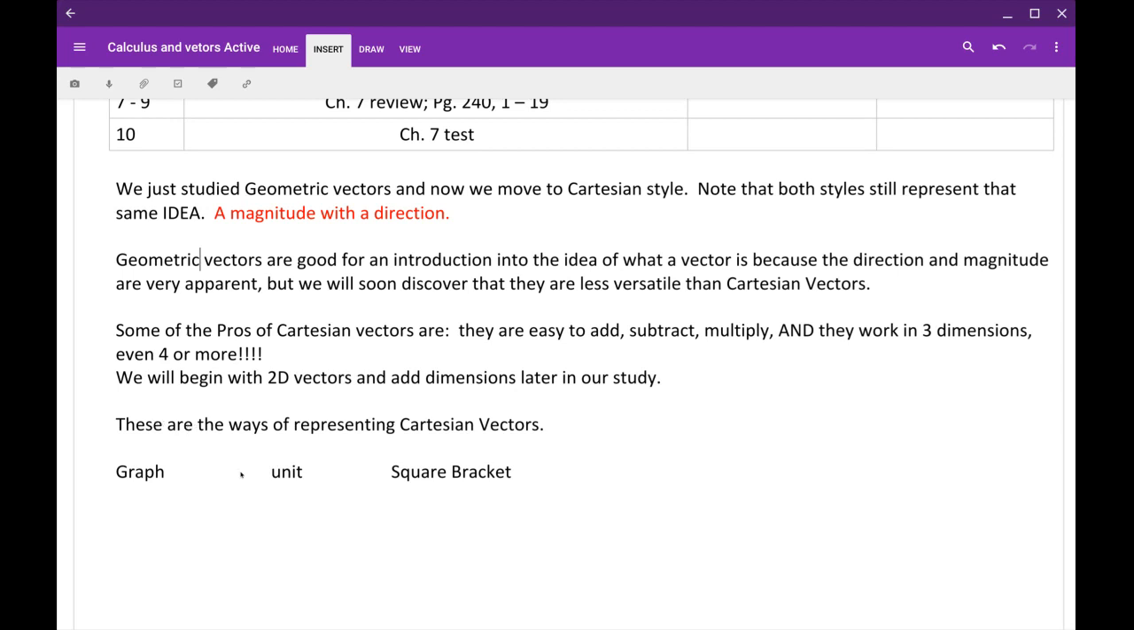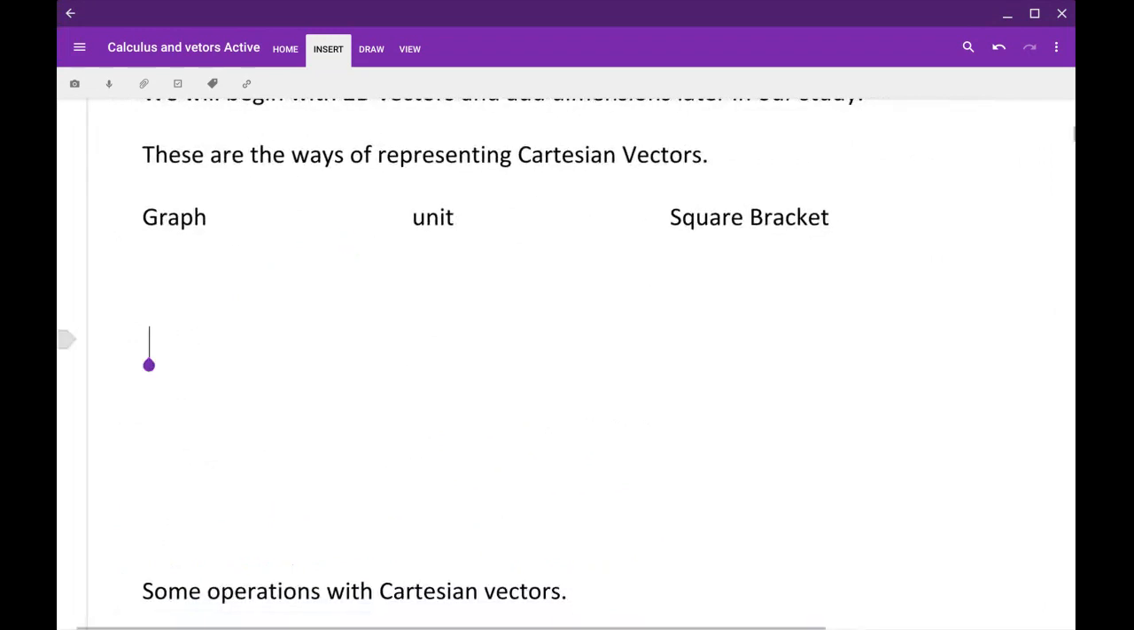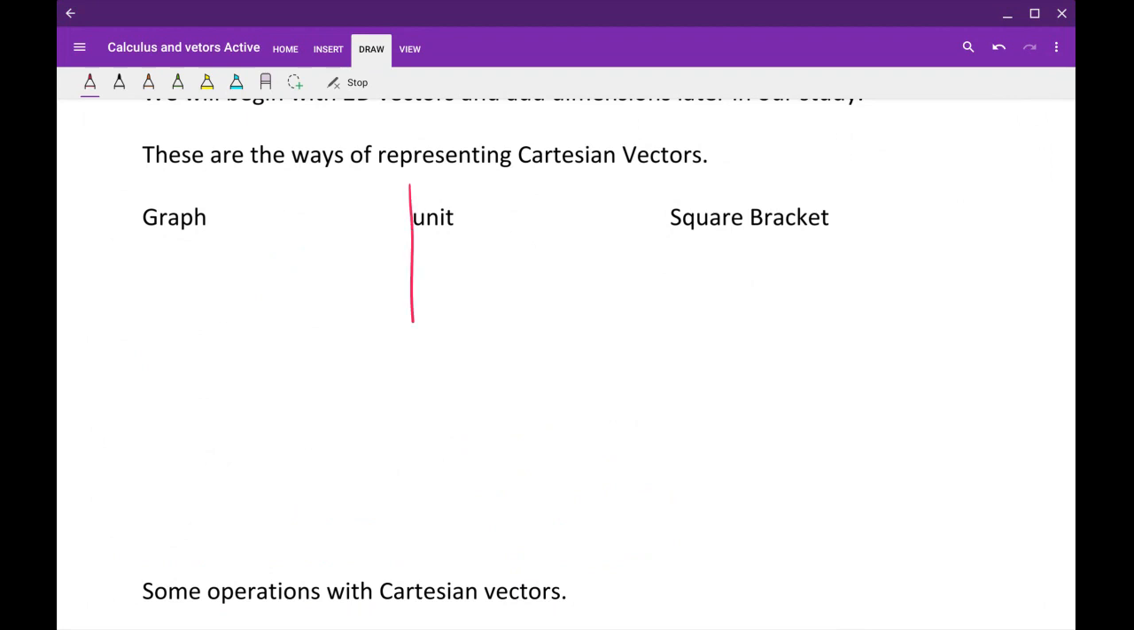So there are 3 ways to represent a Cartesian vector. Here, okay? 3 ways. Let me put a little bit of space. There we go. All right, so the first way is graphically. And then the next way would be the unit vector. And the next way would be the square bracket. Okay. So I'll go through and explain these guys.